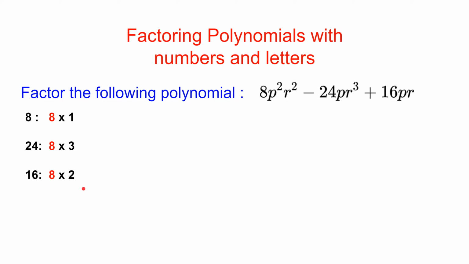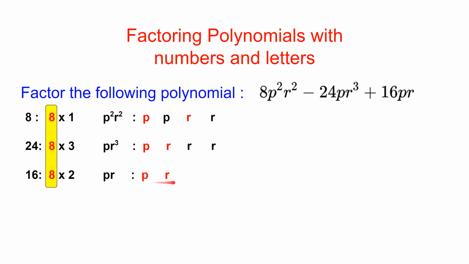Now the letters. If you have p squared r squared, that is just p times p times r times r. You have 2 p's and 2 r's. The same goes for p r to the power 3, which is p and 3 r's. And p r is just p r. Now you can tell that you have 1 p that is common between them, and you have 1 r that's common between all of them. So if we do the math for the factoring, we have to take the 8, the p, and the r as common factors. So this is my common factor between all these 3 terms.